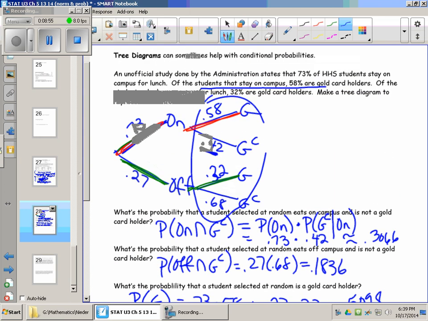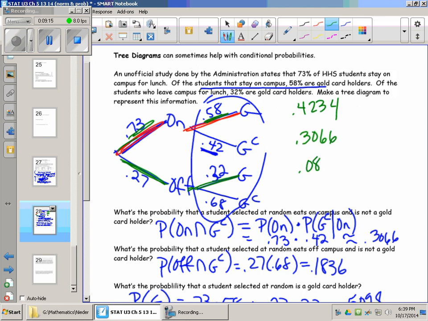So let's find all these probabilities. I'm going to write them off to the side out here. The probability of being on campus and a gold card holder would be multiplying these two numbers together, right? And when you do that, you get 0.4234. For on campus and not a gold card holder, you would get this number. For off campus and gold card holder, we get that. And for off campus, not a gold card holder, I believe you get this. Go ahead and take your calculator and add those up and see what you get, or if you get what you expected. All right, that's the end of this video.